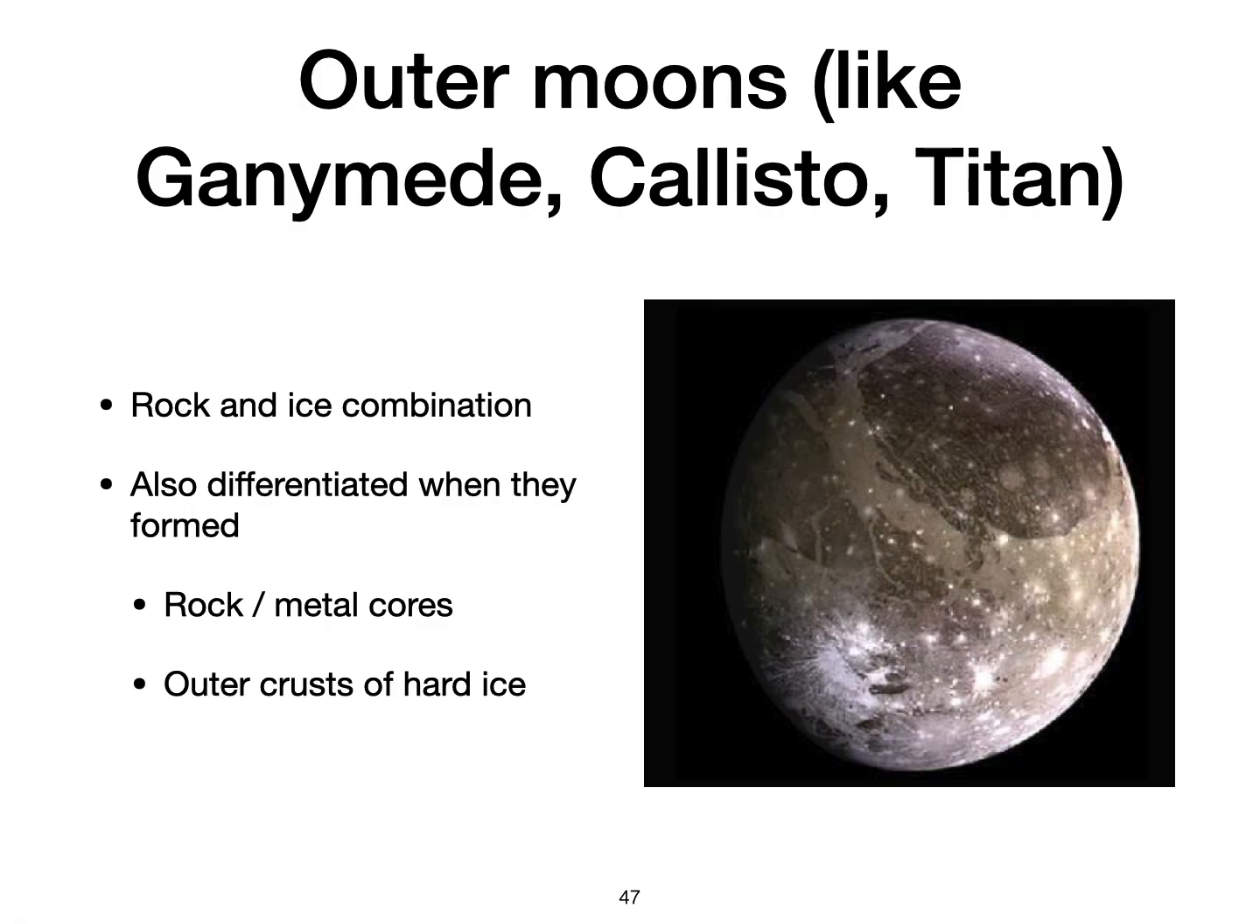So some of these outer moons are differentiated. They're big enough because they're bigger than Mercury and so on, so they're differentiated when they form. So their cores are much denser than the outer parts. The outer parts are hard ice. So Ganymede, Callisto, and Titan are basically composed half of frozen stuff like ices, some of which is frozen water ice, and half of it is rock and metal.